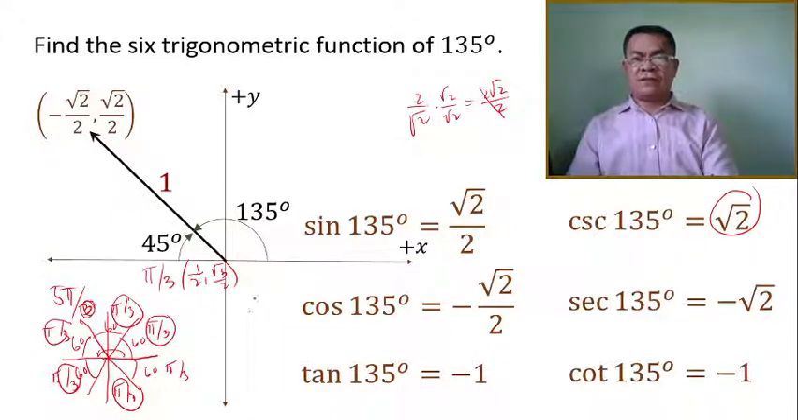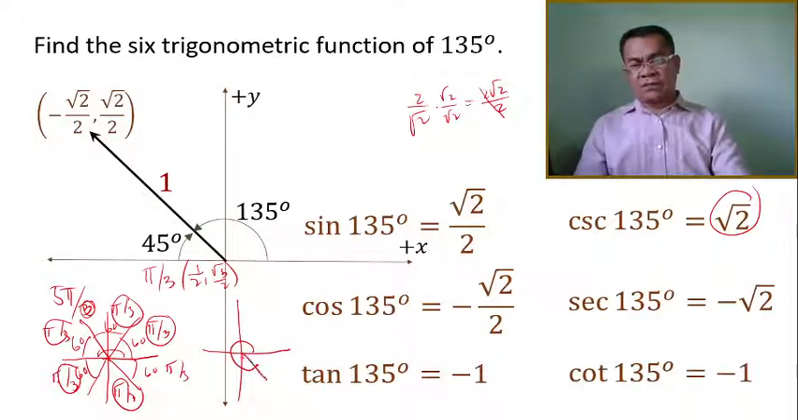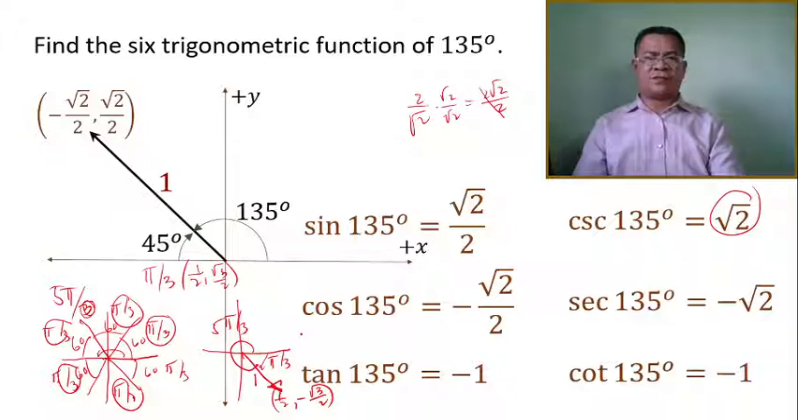Therefore, our angle is located in the fourth quadrant. So this is the 5 pi over 3. Now take note, the reference angle is pi over 3. Hence, the coordinate of this point, with 1 unit, should be 1/2 and negative square root of 3 over 2, because this is in the fourth quadrant.